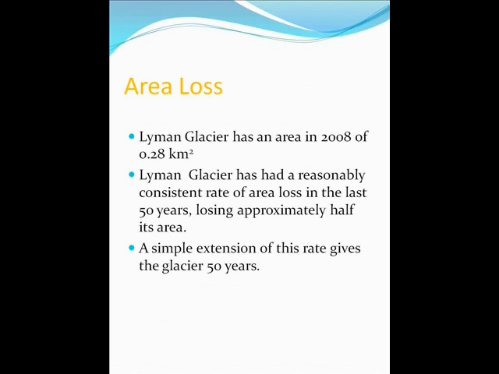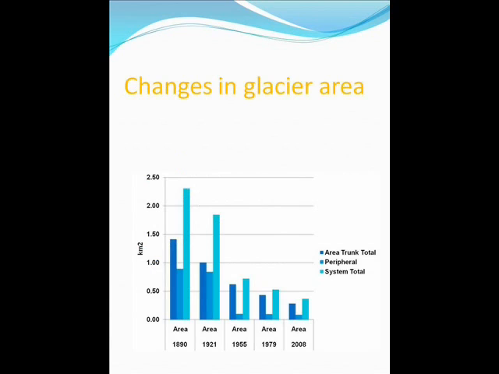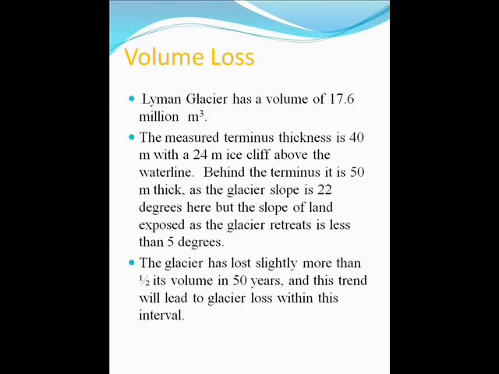Now if we look at the area, its area is 0.28 square kilometers now. It's had a reasonably consistent rate of area loss the last 50 years, losing half of its area. If we continue at this rate, we're gone in 50 years. Here's a diagram showing the decline in the area between the total glacier, the main glacier, and the peripheral areas of the glacier. And you can see how much is lost.